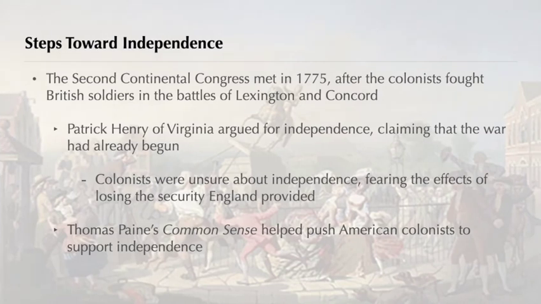Far from improving, the situation got worse. By the time the Second Continental Congress met in 1775, colonists in Massachusetts were already fighting English soldiers. Delegate Patrick Henry argued for independence, stating that the war had already begun and that there was no turning back. Many colonists feared independence, however. Even if they fought and won, they thought, what future would they face without the security of being part of a strong nation like England?